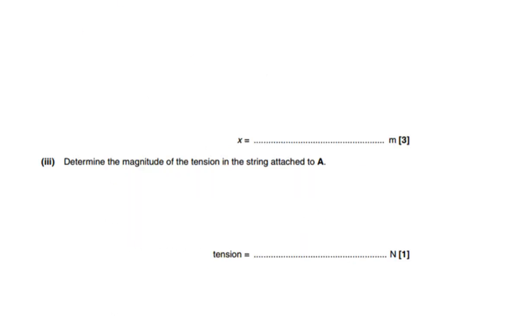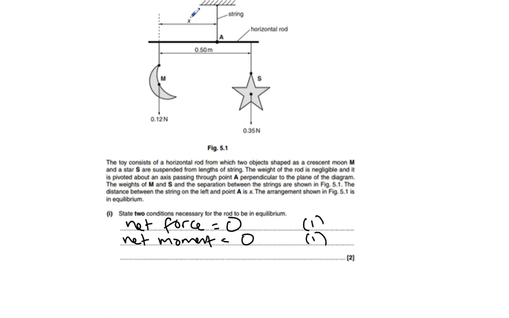Next part of the question, by taking moments about point A, determine the distance x. So it's asking for this distance here. Okay, how are we going to go about that? Well, it does say by taking moments about this point A. Okay, how you need to go about these questions is you need to set an equation up. Because it says it's in equilibrium, we can say that the anti-clockwise moments will be equal to the clockwise moments.